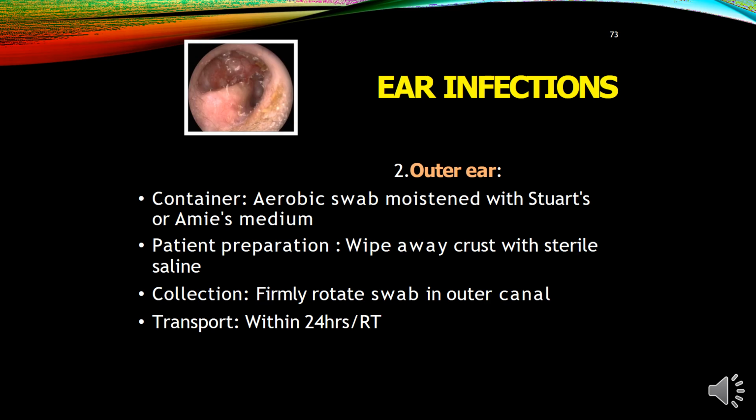For outer ear infections, the container is mostly an aerobic swab moistened with Stuart's or Amies medium. Patient preparation is done by wiping the crust with sterile saline. Collection is done by firmly rotating the swab in the outer canal.